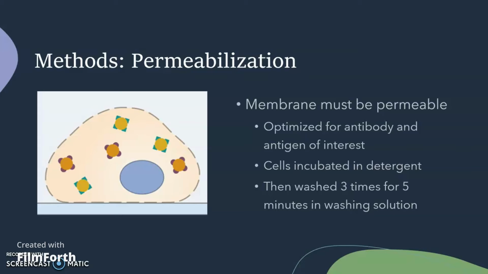Here we see that you must create a permeable membrane of the cell. We do this by incubating it with a detergent, and a lot of the time the permeabilization solution must be specific to a particular antibody because, as we'll see later on, the antibody must be able to enter the cells once being made permeable.